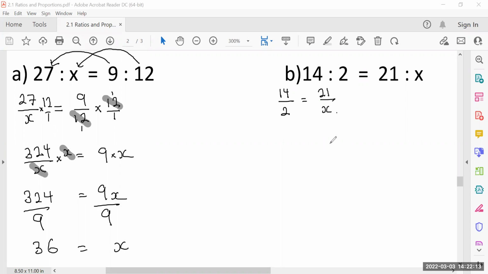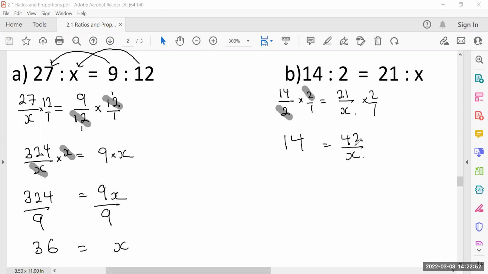Right now that is a division of 2 already. So the opposite is? Okay, so we're going to multiply both sides by 2. I need some more space. I'm going to multiply by 2, multiply by 2. This side is going to be simplified out, leaving me with 14 equals 42 over x.